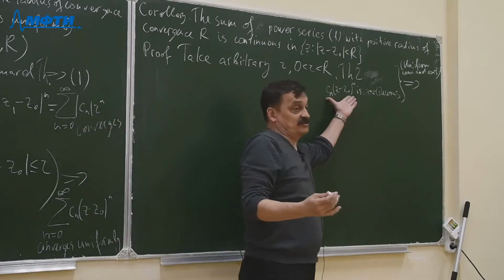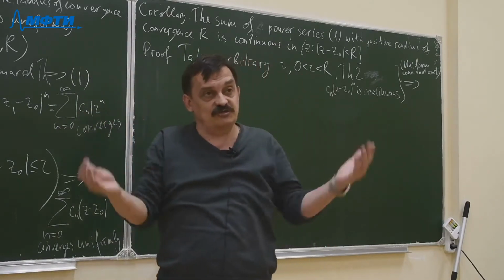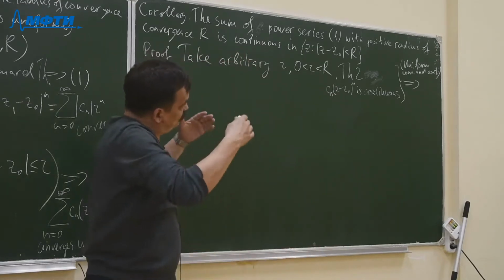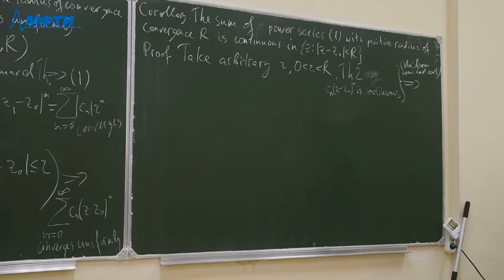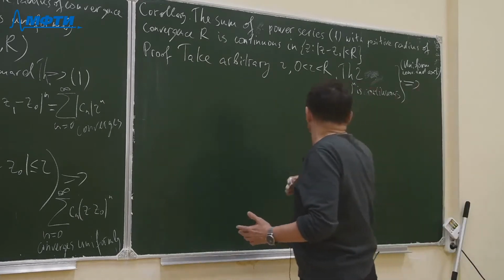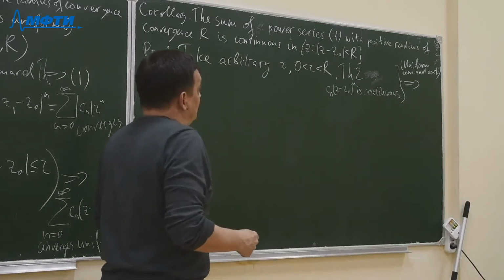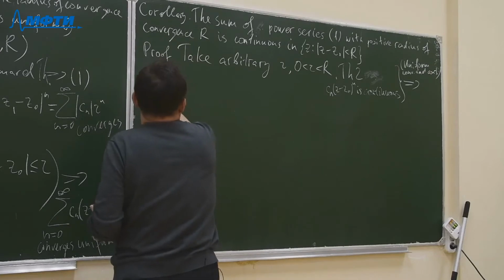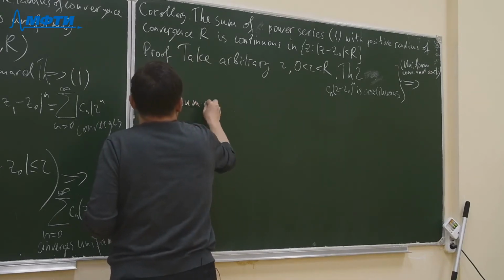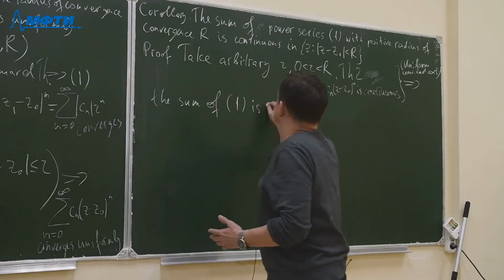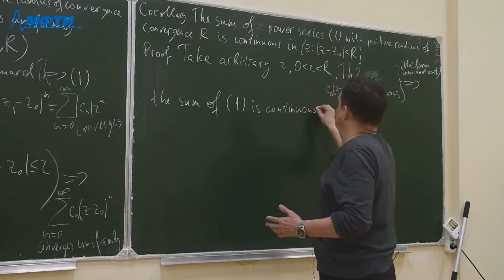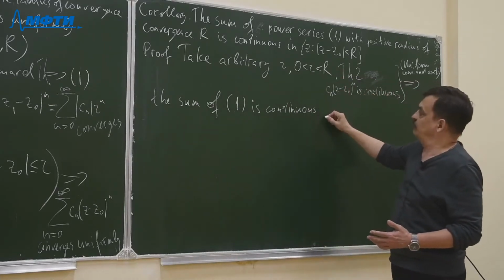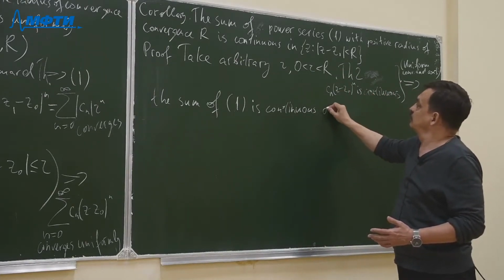So, if a functional series consists of continuous functions, and if it converges uniformly on a set, then the sum of this functional series is continuous on the set. So, the sum of our series, the sum of 1, is continuous in the domain where we have uniform convergence.